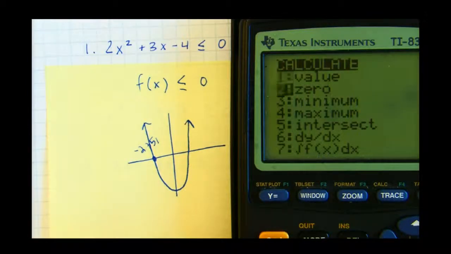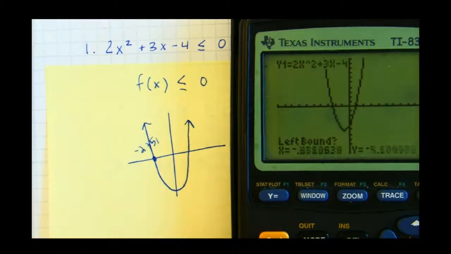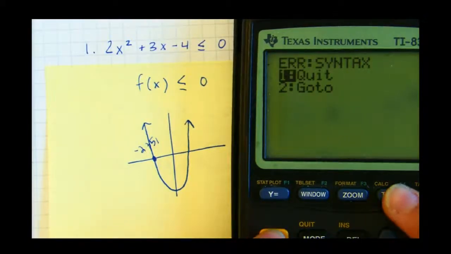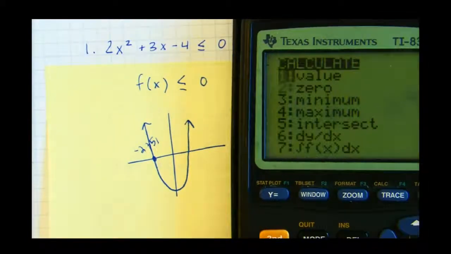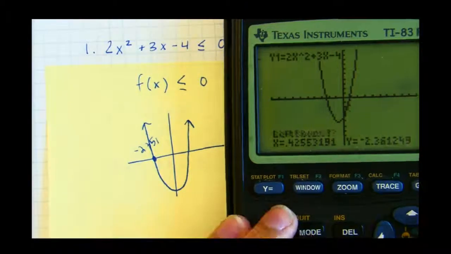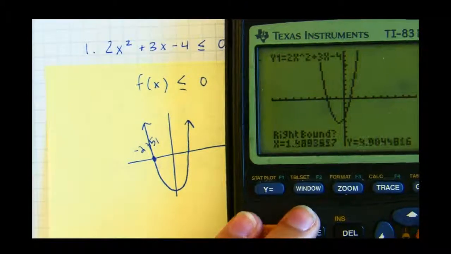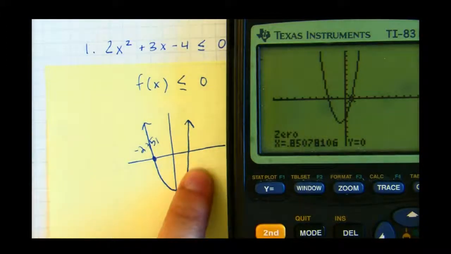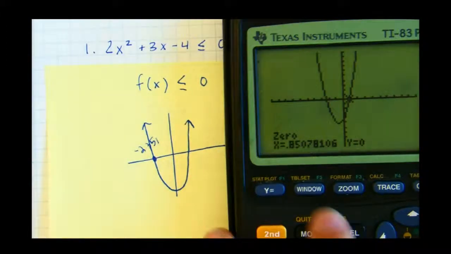Okay, now I'm going to do the same thing for this other 0. Second calc, 0. Select a point to the left of the 0. Oops, sorry, I messed up. Okay, 0, point to the left, point to the right. And I'll get x equals 0.851.